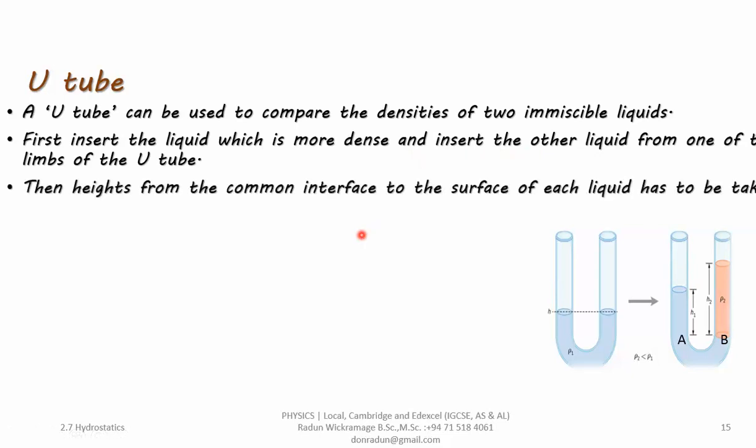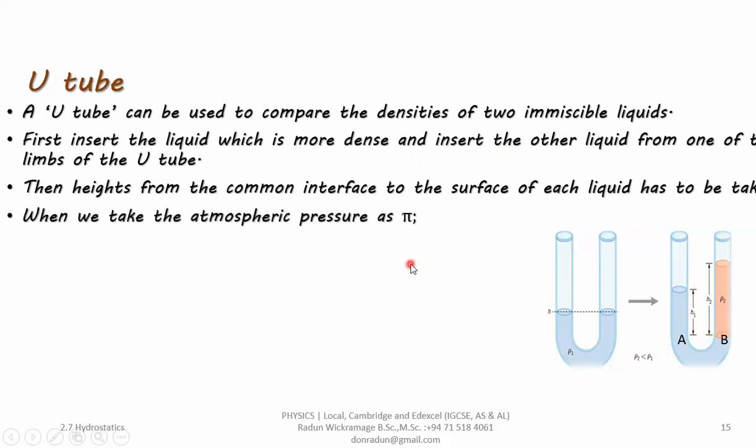Then we measure heights from the common interface. So you can see the common interface is here. This is the common interface. This is red liquid and this is blue liquid. So from the common interface to the surface of each liquid has to be measured. These are the heights we are interested in. Liquid 1, density rho 1, has height h1 from the common interface, and the second liquid, rho 2, has height h2 from the common interface.